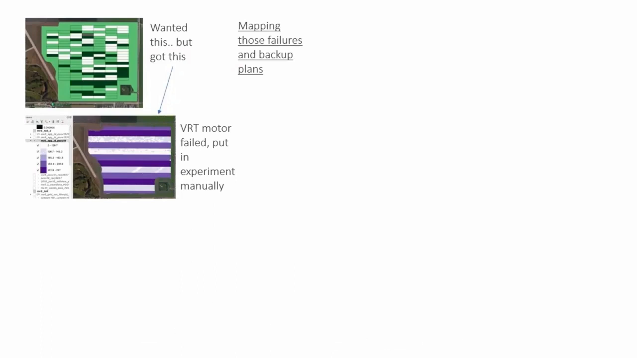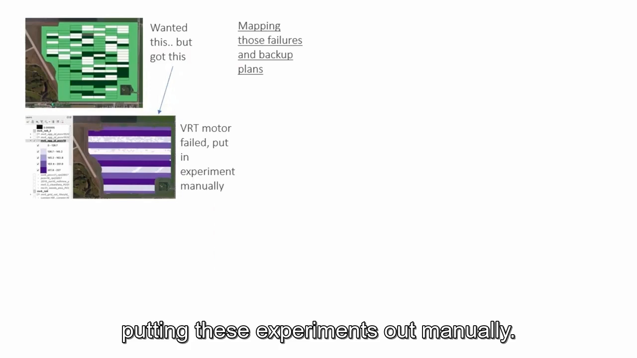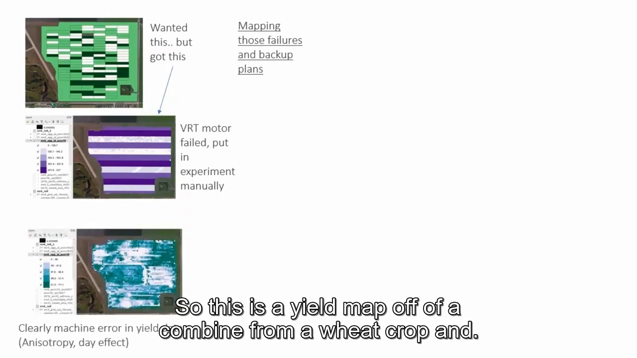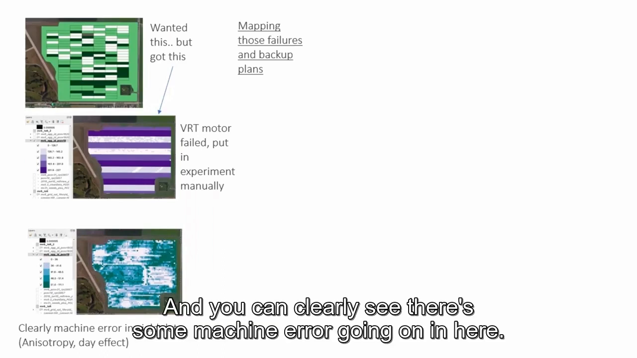Oh, okay. So obviously not as statistically sound, but still able to gain information, putting these experiments out manually. And then I wanted to highlight this picture. This is a yield map off of a combine from a wheat crop, and you can clearly see there's some machine error going on in here.